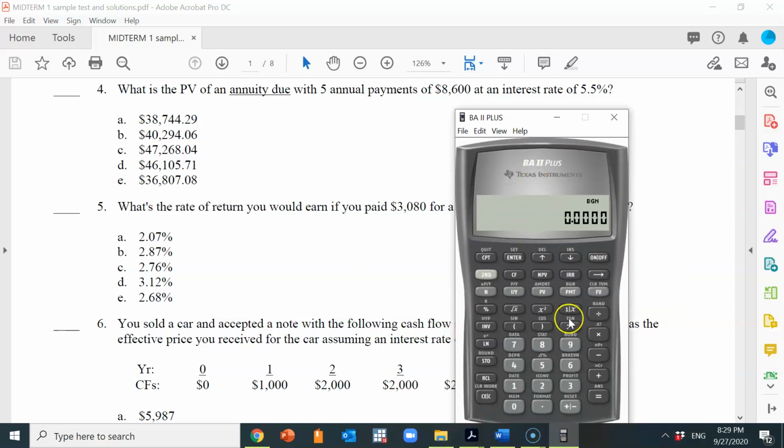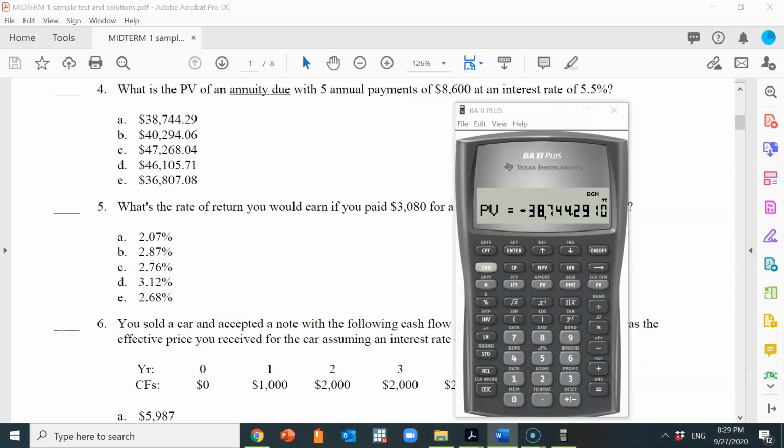Now I'm in the begin mode and I input 5 as N, 8,600 as payment, and 5.5 as I, and future value as 0, compute for PV. Okay, I have option A.